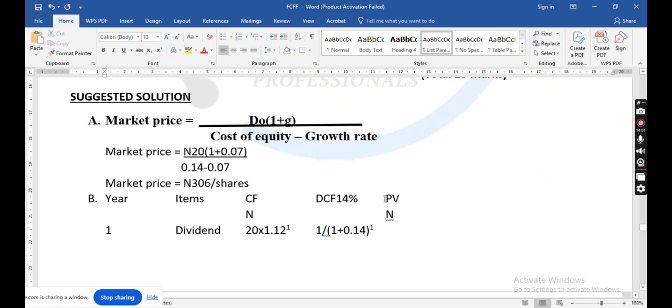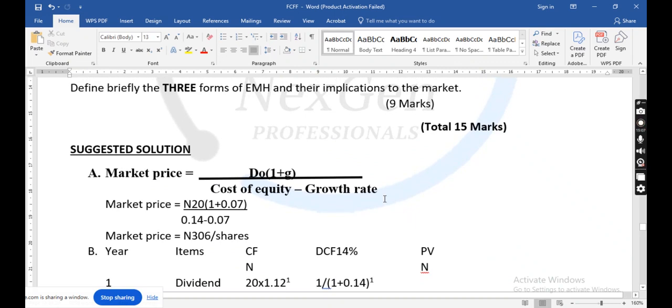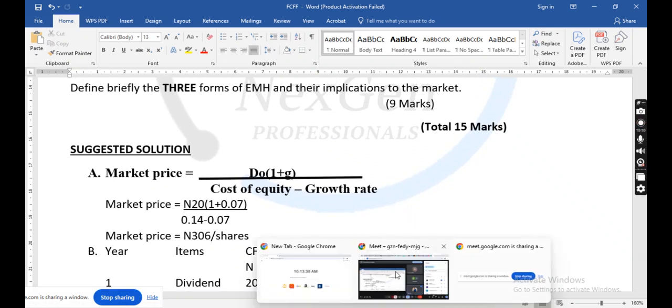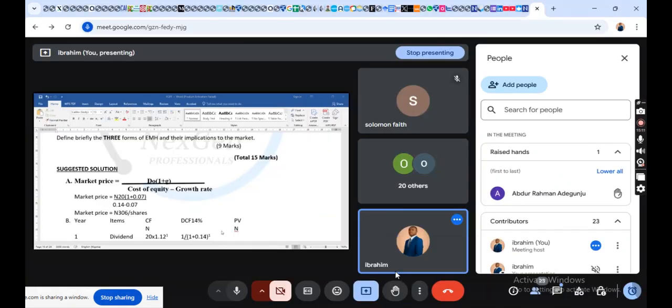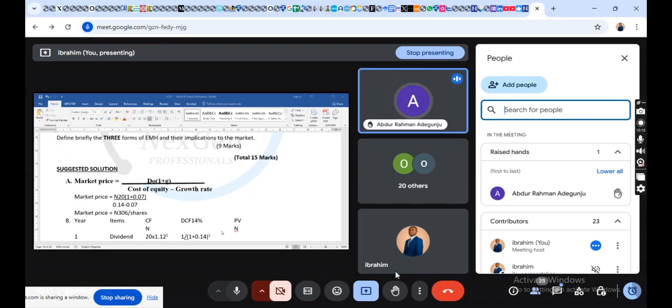Please unmute your mic and ask your question quickly. Okay, well done, sir. Please, I discovered that this market price formula, D0 times 1 plus g over cost of equity minus g, is different from the cost of equity formula for the equity valuation. Please, I can't hear you. Just be audible, please.